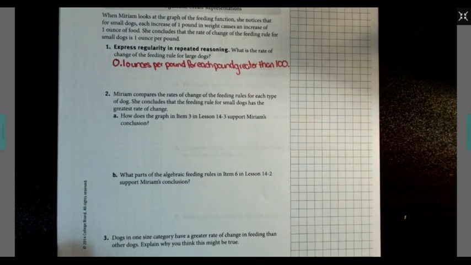Miriam compares the rates of change of the feeding rules for each type of dog. She concludes that the feeding rule for smaller dogs has the greatest rate of change. How does the graph in item 3 in lesson 14-3 support Miriam's conclusion?